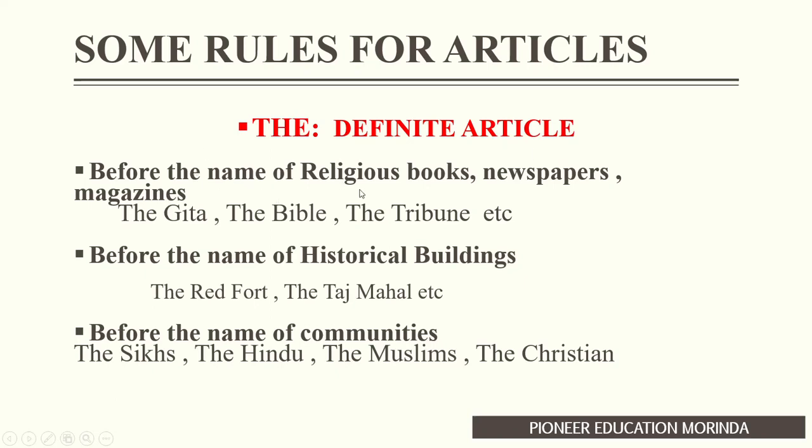The next one is the definite article. Before the names of religious books, we use the. We use it before the newspapers and magazines. The Gita, the Bible, the Tribune, etc. These are the examples. We use the before the name of historical buildings like the Red Fort, the Taj Mahal, etc. Before the names of communities, the Sikhs, the Hindus, the Muslims, the Christians.